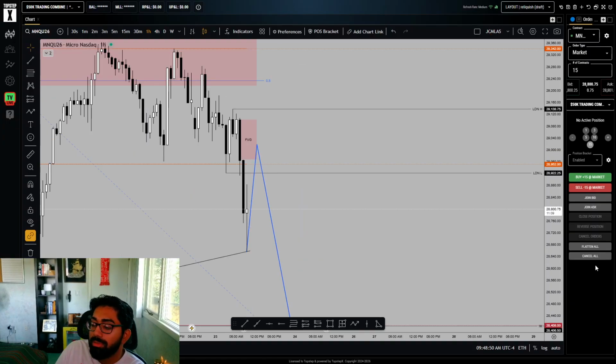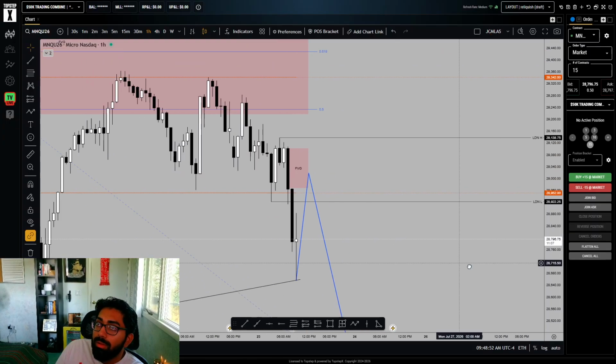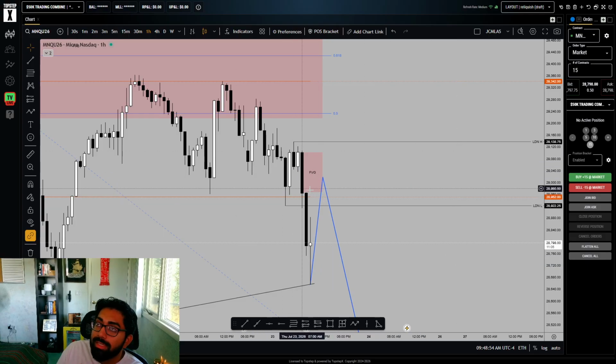So now it's important to note the reason why we have this bearish fair value gap marked is because it's the highest time frame and it's the nearest to where price currently is if we want to take shorts, right?